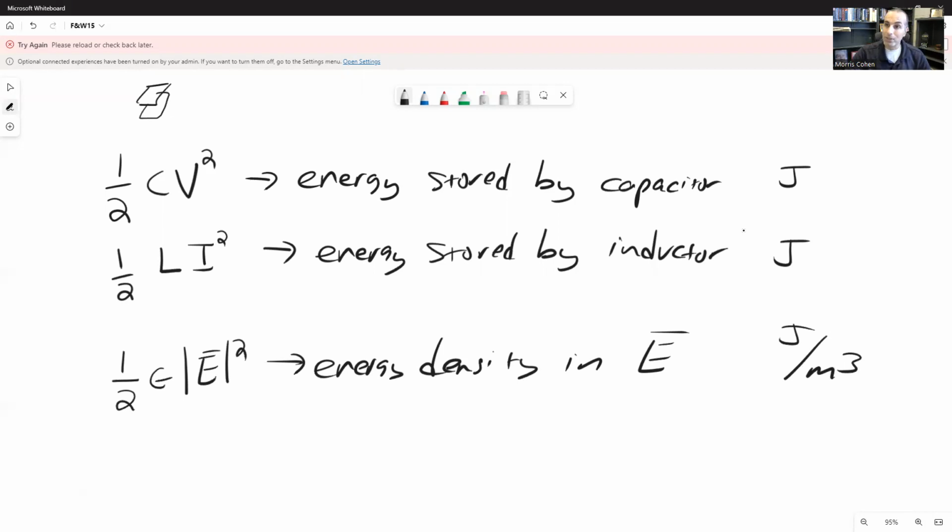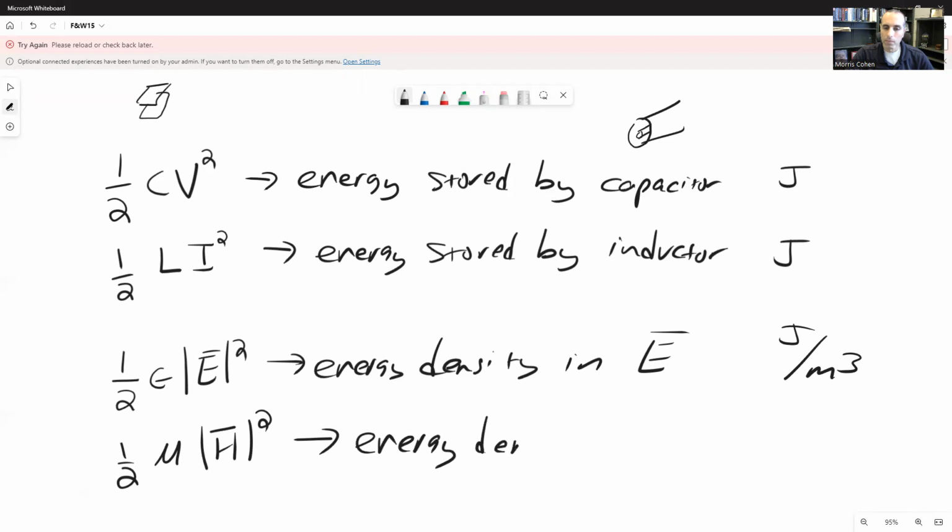There's an equivalent example, and this is in the notes. The example given is if you have a coaxial cable that has current running through it, and you can calculate the magnetic fields inside the coaxial cable. You can also calculate the total energy stored by that 1 meter length of coaxial cable. And using that, you can relate the energy stored in the magnetic fields to the total energy stored in the inductor. And it works out to be the following: 1/2 times mu, the permeability, times the intensity of the magnetic field squared is the energy density in the magnetic field, also in units of joules per meter cubed, right?